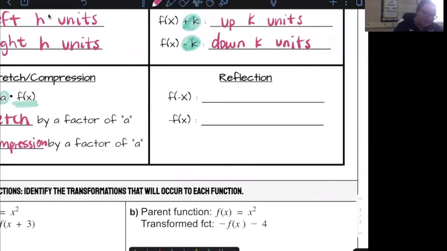Okay, and then reflection. f of negative x. So if you take a negative and multiply your x value directly by that negative, it's going to flip or reflect your entire function over the y-axis. You're going to have a reflection over the y-axis.